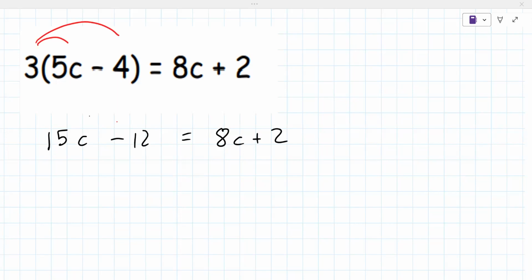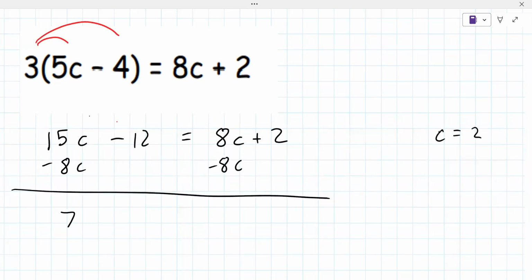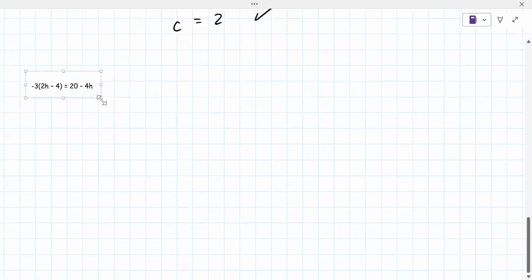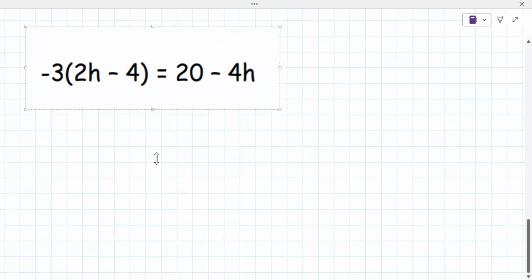I got c equals 2. Okay, so assuming you move the 8c over, we get 7c minus 12 equals 2. Add 12 to both sides: 7c equals 14, divide by 7, and c equals 2. Good. Okay, so let me put a new problem in front of you just to see how you do with this one. We'll transition to some different stuff after this, but this is really good. Doing great. You've got to be able to solve equations.